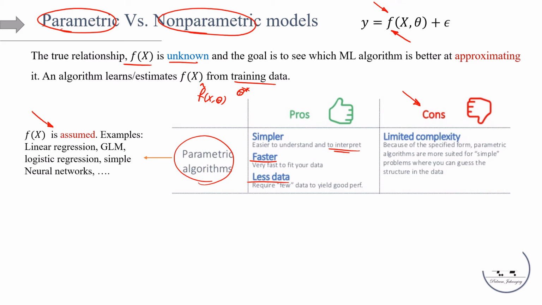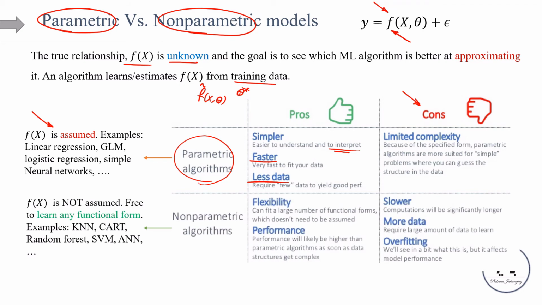What are the examples of parametric models? We can think of linear regression, GLM, or logistic regression, simple neural networks, and some other models that down the road you're going to explore all of them. These are kind of parametric models, right? And parametric does not necessarily mean that there are parameters or not hyperparameters. It has something to do with that functional form that you're making an assumption about, okay?